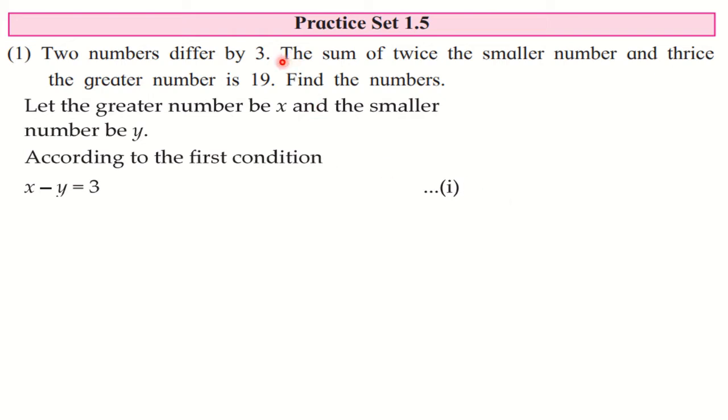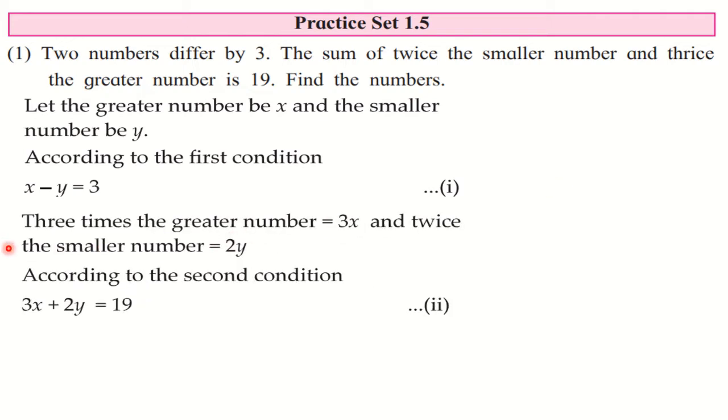Now go for the second condition. According to second condition, the sum of twice the smaller number means 2y and thrice the greater number means what? 3x. So what you got? 3x plus 2y is equal to 19. So write down. See, thrice the greater number is 3x and twice the smaller number is 2y. So 3x plus 2y is equal to 19. Equation number 2.